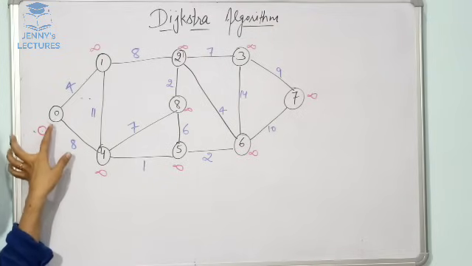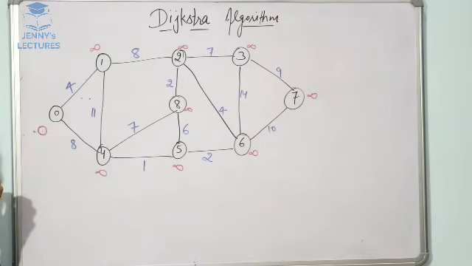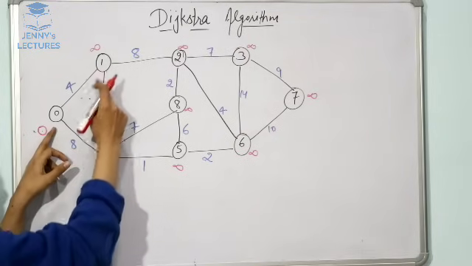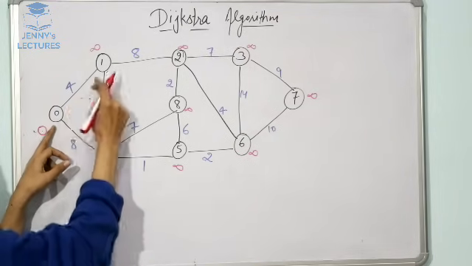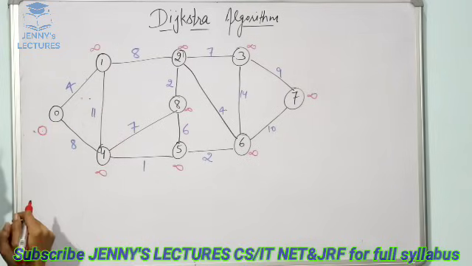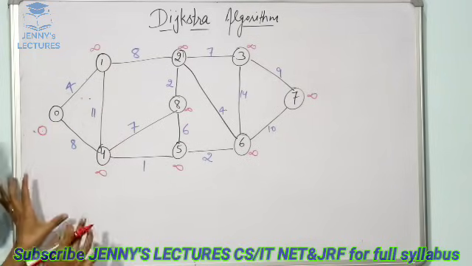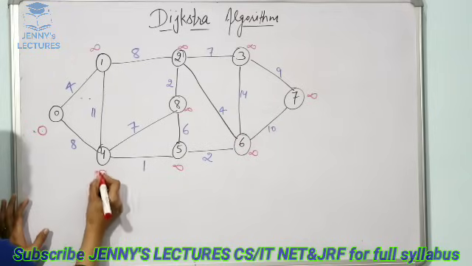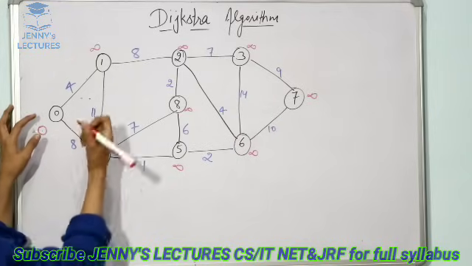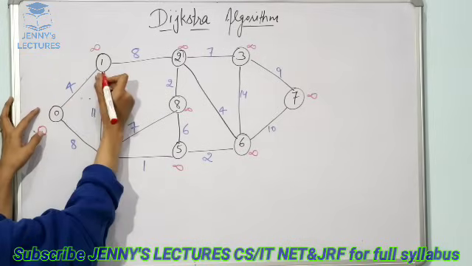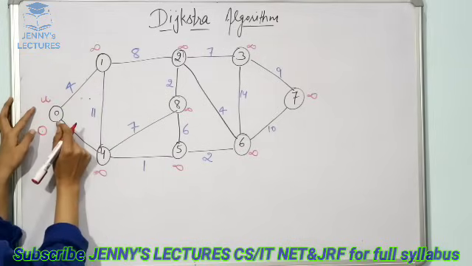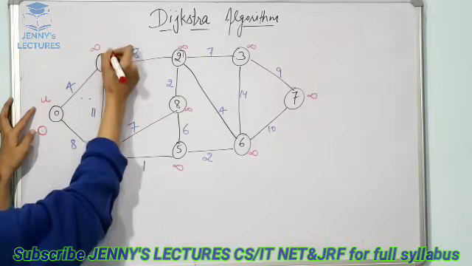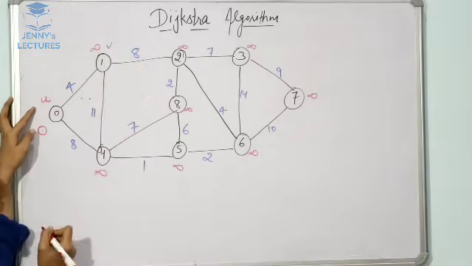We are going to start from 0. From 0, how many vertices are directly connected? This 1 and this 4. So we can find out the distance from 0 to 1 and 0 to 4. Now how is this distance to be calculated? Suppose we are considering 0 to 1, we are calculating this distance. So we will consider 0 as u and 1 as v.